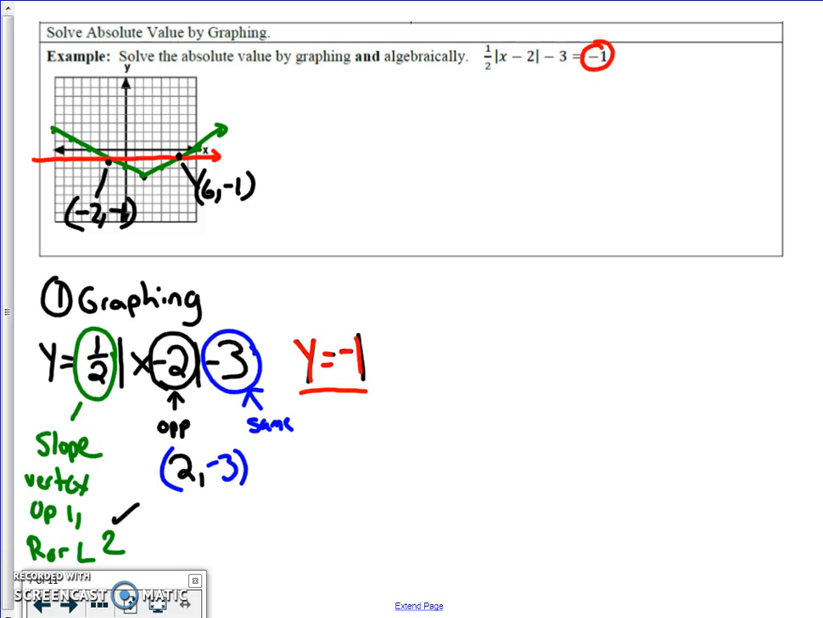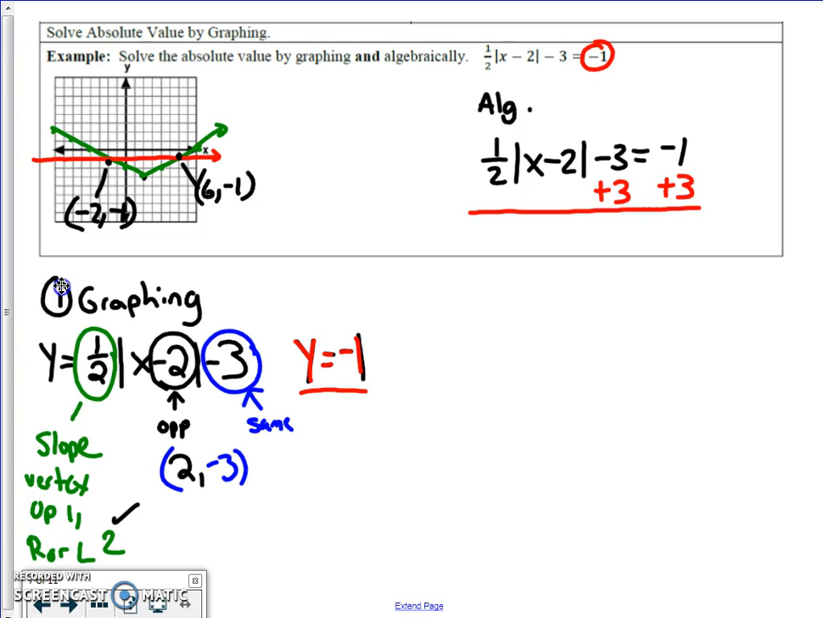Let's go ahead and solve it algebraically. Step 1, when we go to solve this algebraically, our goal is to isolate the absolute value function. We're going to do that first by undoing the subtraction of the 3 here. So we're going to add 3 to both sides. When I do that, I end up with 1/2 times the absolute value of x minus 2 being equal to 2.